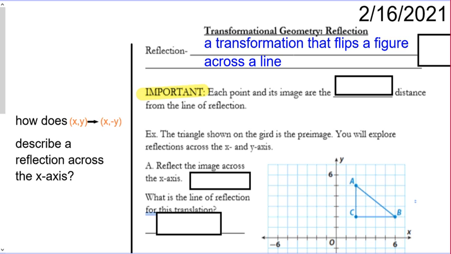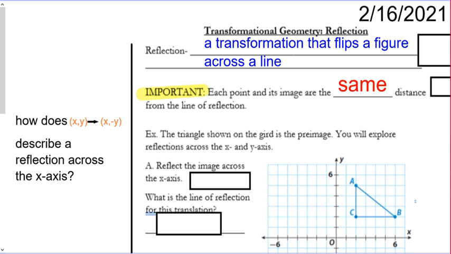Okay. All right. So each point in this image is the same distance from the line of reflection. So again, we are saying that a reflection is a flip across a line. The line we refer to as the line of reflection, and our image is going to be the same distance as the pre-image, as the original, okay?